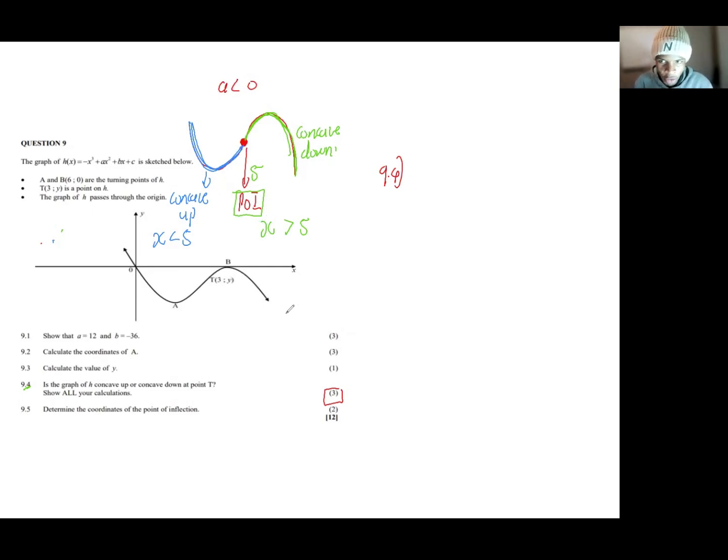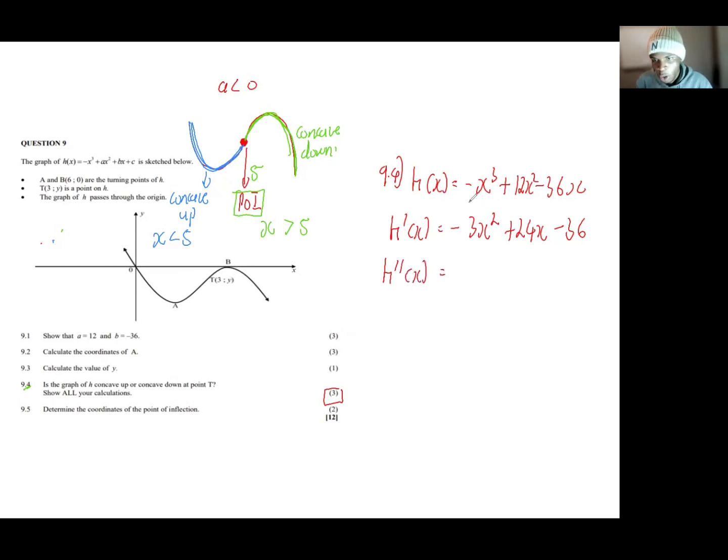So how do we calculate the point of inflection? Now, the one way that is familiar with everyone else is to calculate the second derivative. So we have our original equation like this, negative x cubed, 12x squared, and then minus 36x. Then obviously we're going to first calculate the first derivative, which is negative 3x squared, then plus 24x, and then minus 36. But we do not find the point of inflection on the first derivative. We find it on the second derivative. So second derivative is when we derive from the first derivative. So that's negative 6x and then plus 24.